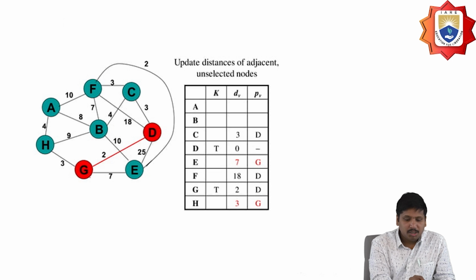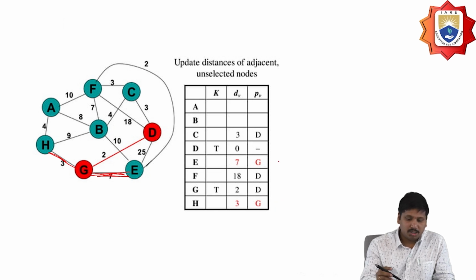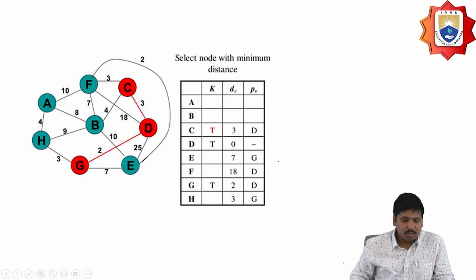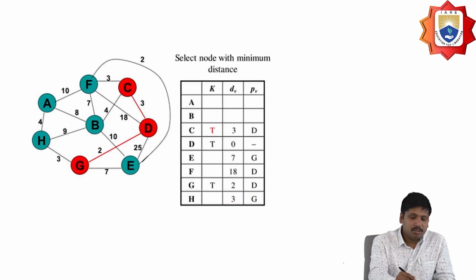So G to E, that should be 7, is going to be there, and G to H is 3. So G to E is considered, and G to H, these two are going to be added. Among these, what should be the next minimum? G to H. So that one is going to be CD. So CD is also there. CD is going to be considered here.